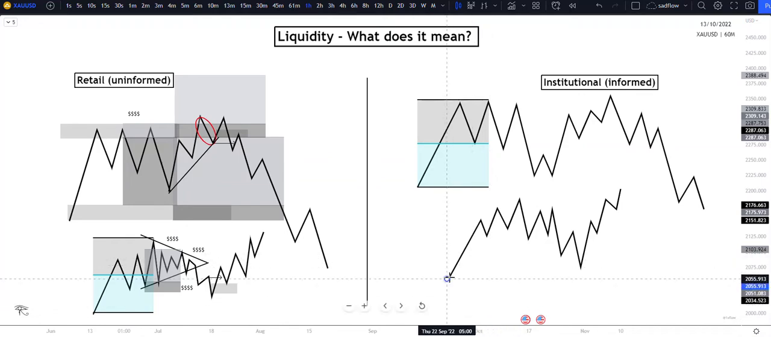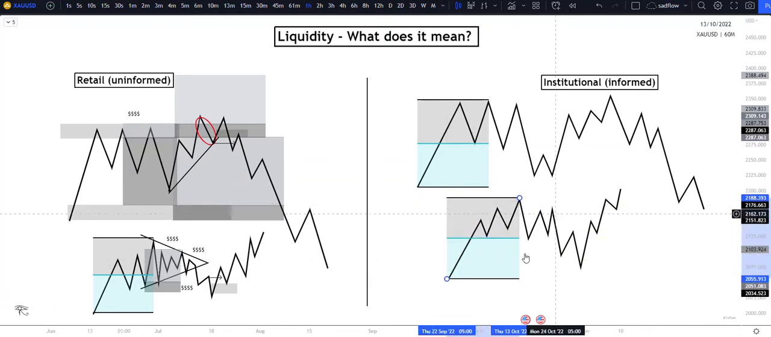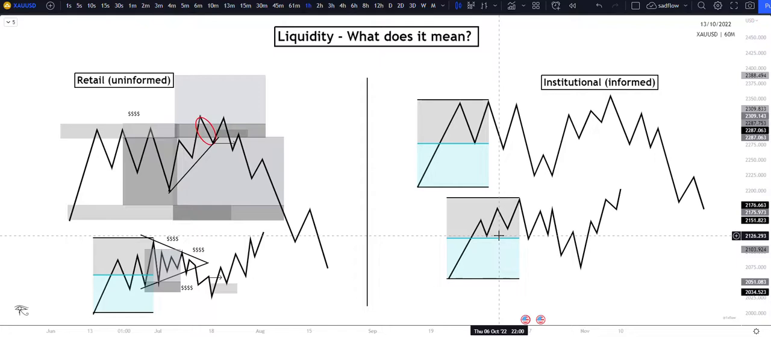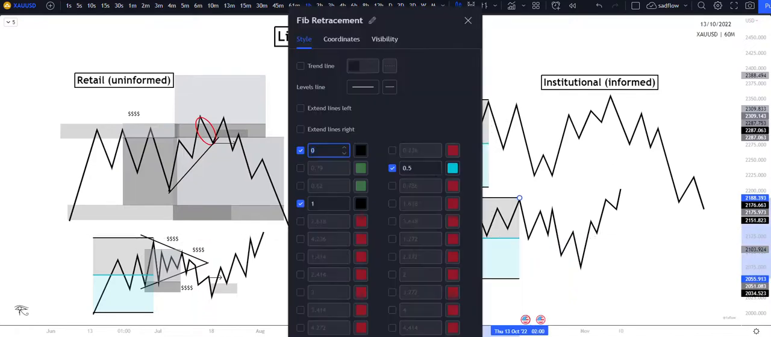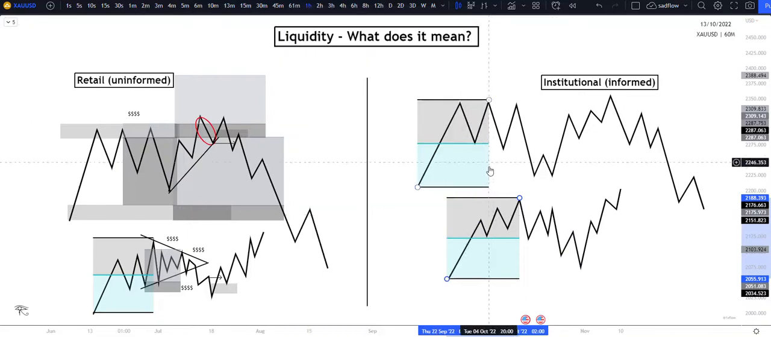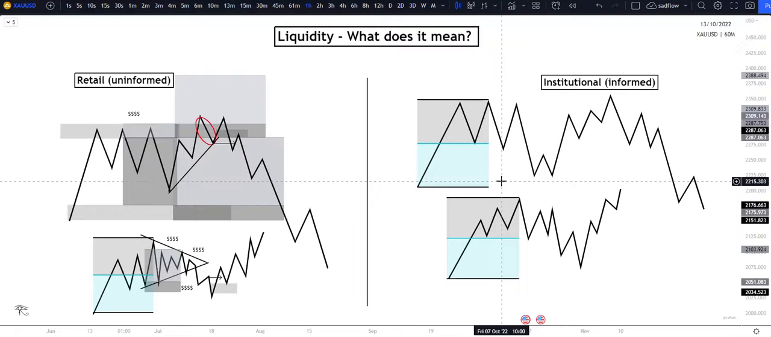Remember, algorithms and institutions want to buy discount and they want to sell premium. When it's expensive to them, they look to sell. When it's cheap to them, they look to buy. And we can use market structure as well as the Fibonacci, premium and discount. I use the 50%. If anyone wanted to see the settings, I'll just show them real quick. But it's literally just the 0, the 1, and the 0.5 just to figure out my premium and discount for that certain range or that certain swing move.